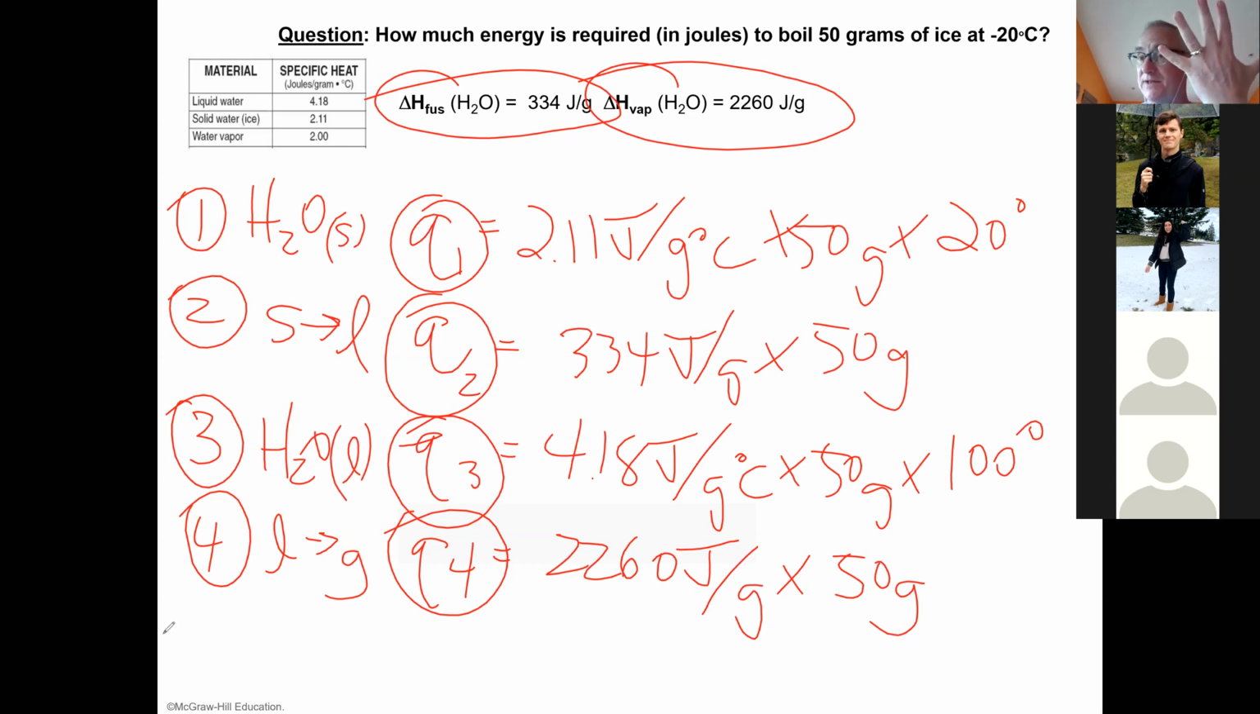Now, there would be a fifth step if the question said you wanted to heat the water vapor to, let's say, 300 degrees C or something like that. Then there would be the fifth step of just increasing the temperature of the vapor from 100 to 300 using the water vapor's specific heat. But that wasn't the question. You just needed to boil it. You just needed to turn it into vapor. And so you just add Q1, Q2, Q3, and Q4. Okay? So is everyone clear on that?